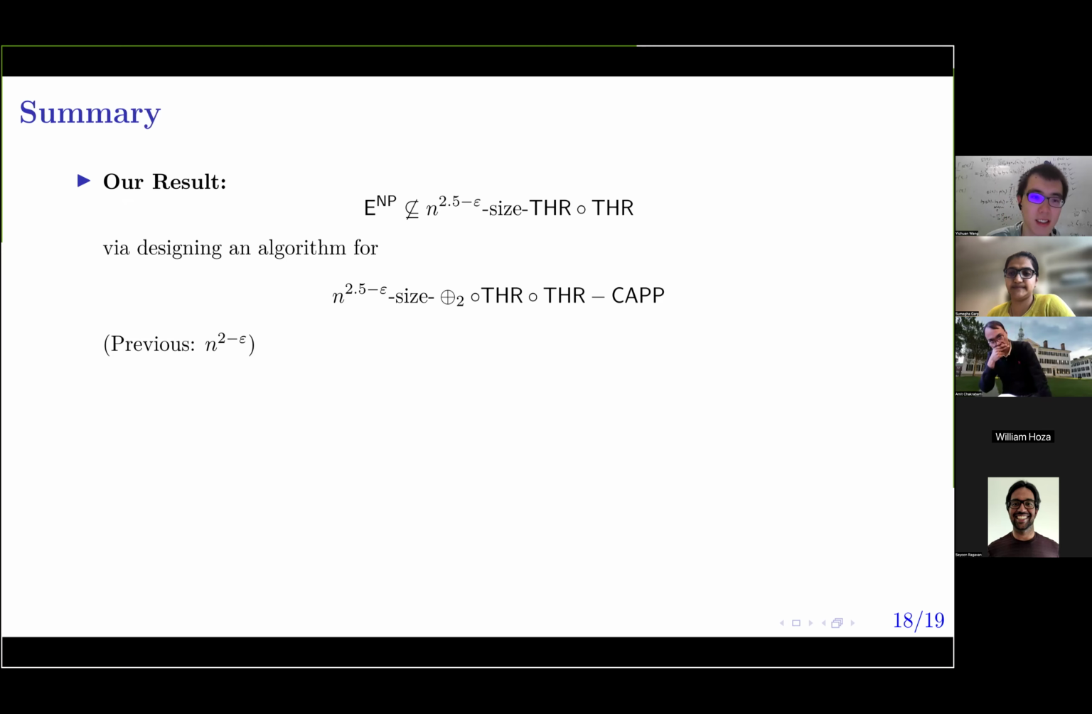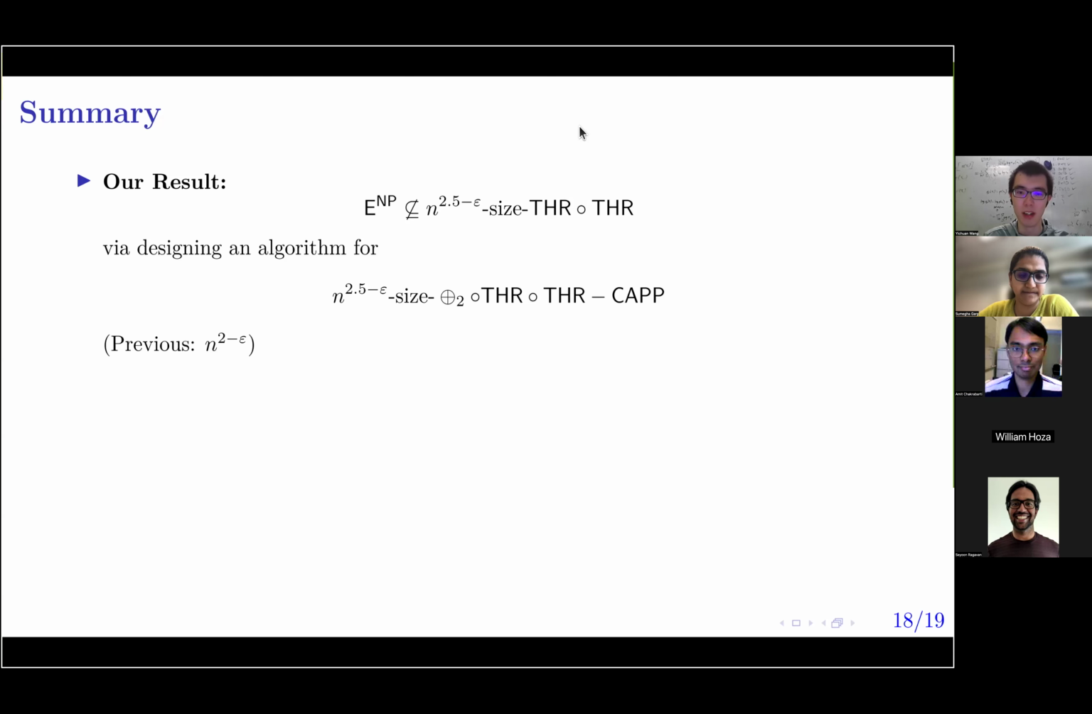Okay, so now let's summarize what we talked about today. Our result is that we prove the lower bound that E^NP cannot be computed by n^2.5 size threshold circuits. And our proof is by designing a circuit analysis algorithm for n^2.5 size threshold circuits. So this improves the previous lower bound of n to the 2 minus epsilon.